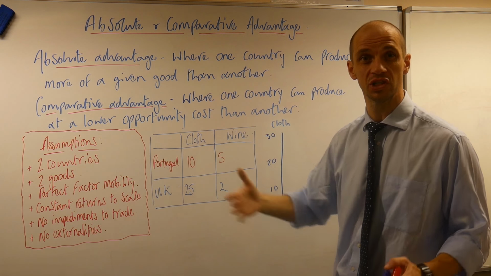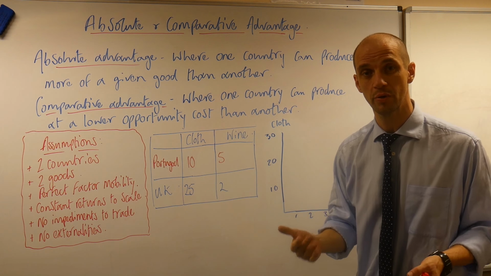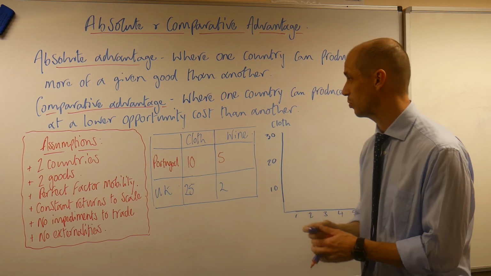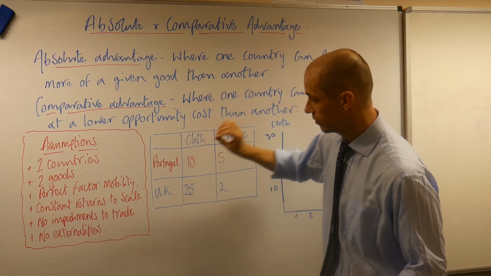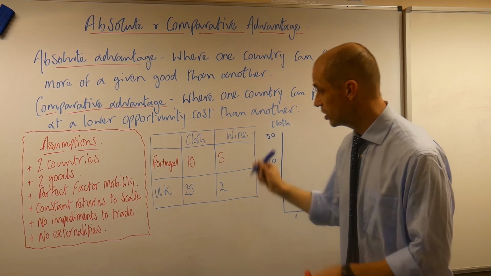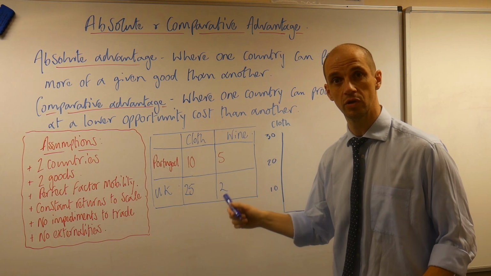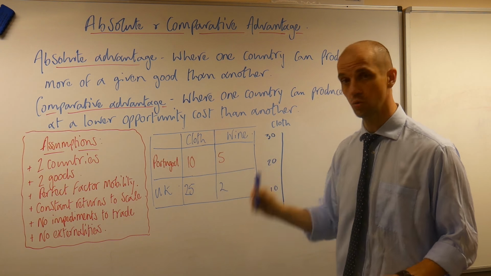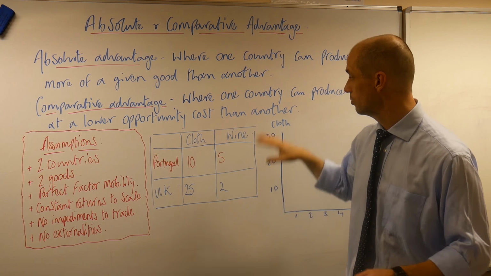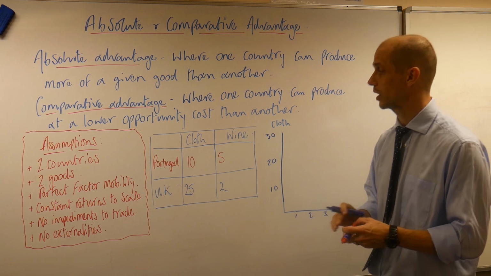Now absolute advantage just refers to where one country has numerical superiority or can produce more of a given good than another. Let's just check out what I've drawn out in this little matrix here. We've got Portugal, we've got the UK, we've got cloth, we've got wine. Well, we can see that the UK can produce more cloth than Portugal, so therefore the UK has an absolute advantage. Meanwhile, Portugal can actually produce more wine than the UK can. So Portugal's absolute advantage is in wine there, okay? So we can see that quite clearly.